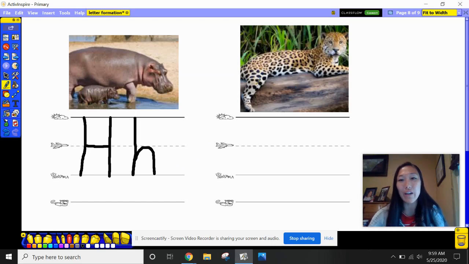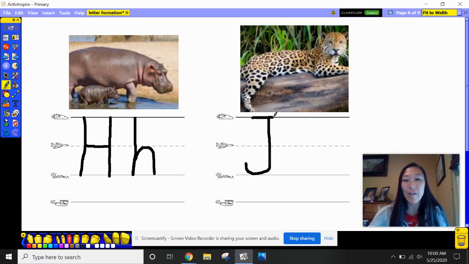All right, last picture. So this creature right here is the jaguar. Jaguar starts with J. So let's make the uppercase J, starting at the skyline, go down to the grass line, curve to the left, very good. And you're going to cross up top on the skyline, very good. And the lowercase j, you're going to start on the plane line, go down to the worm line, curve, and then dot. J, jaguar, j. All right. Actually, in Fundations, it's J, jug, j.